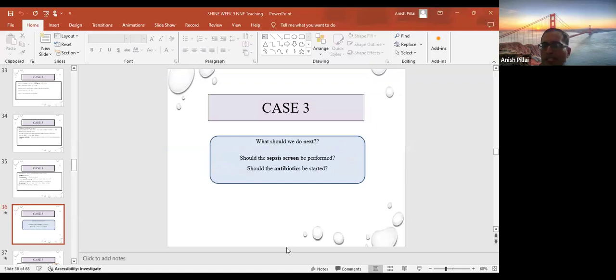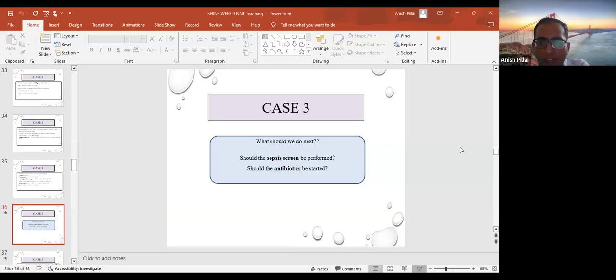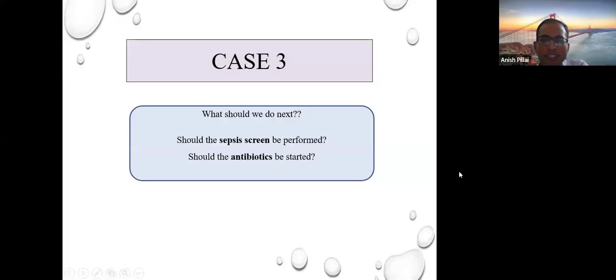Okay, so Nandini has replied, sir, septic screen is to be sent and based on reports, antibiotics to be given. Yeah, so that is what we did for the last case, Nandini. So that is a fair response.